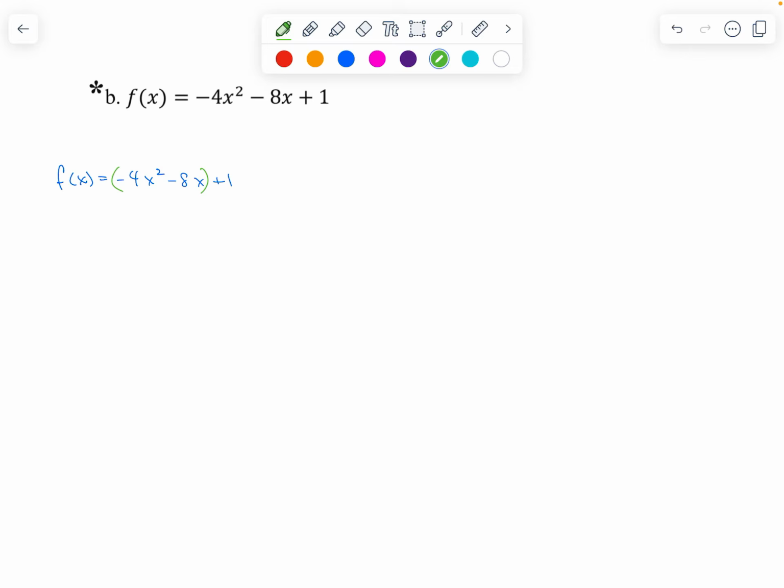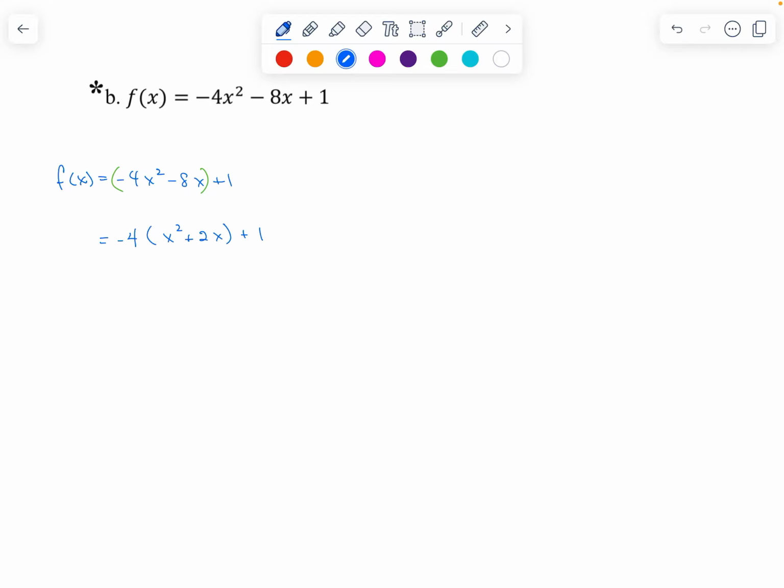And I'm going to factor out the squared coefficient, negative 4. So negative 4 comes out, and I'm left with x squared, and when I factor that negative 4, this negative 8 becomes a positive 2x inside there, and then I still have that plus 1 just hanging about.